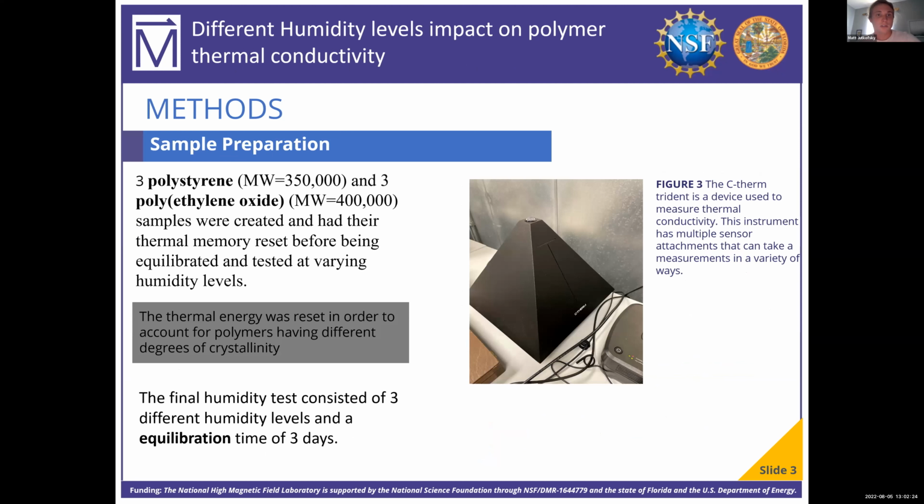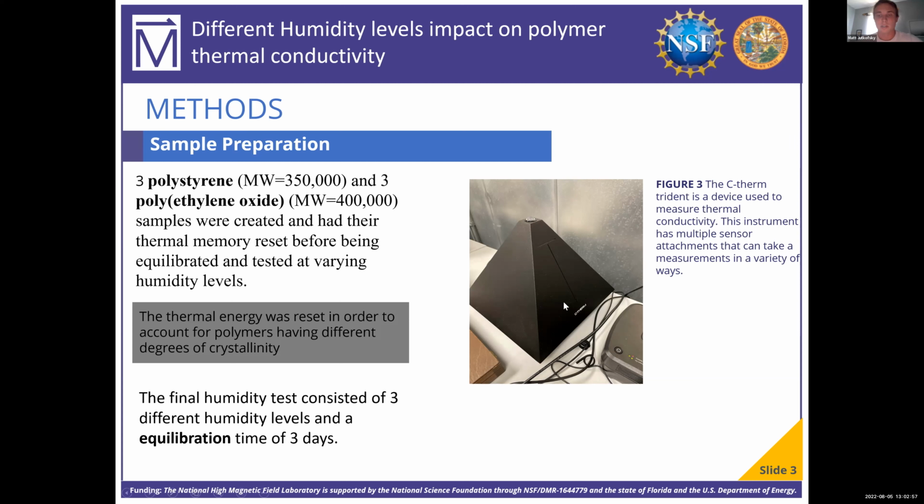So the methods and materials, what we did to prepare our samples is that we pressed them with a high amount of pressure and a high amount of heat to create circular small samples, which we then put into a vacuum oven to reset the thermal memory of the samples. The reason for this is that we saw a correlation between crystallinity and thermal conductivity. So we wanted to create the same crystallinity for all the samples. We then put them into the environmental chamber, where we equilibrated them at 3 different humidities, 25%, 50%, 85%.